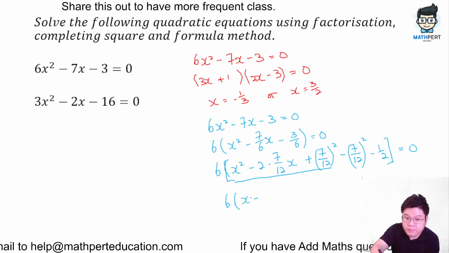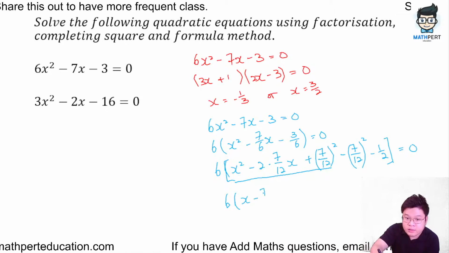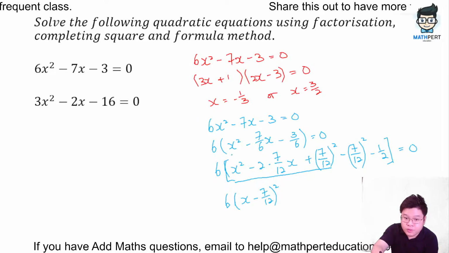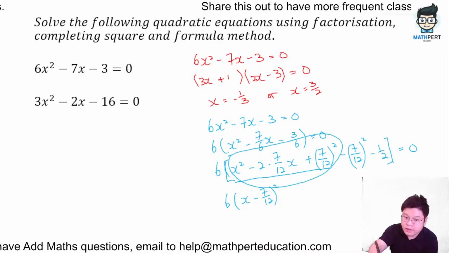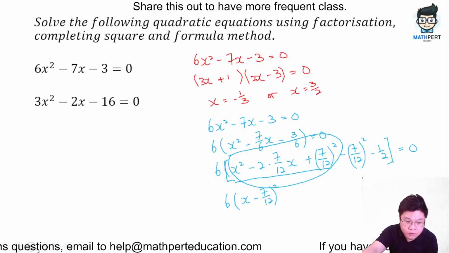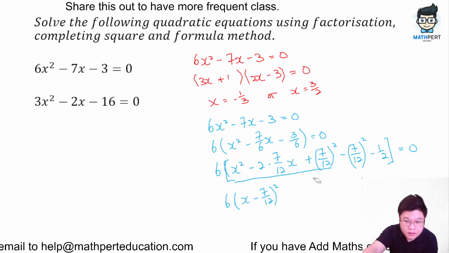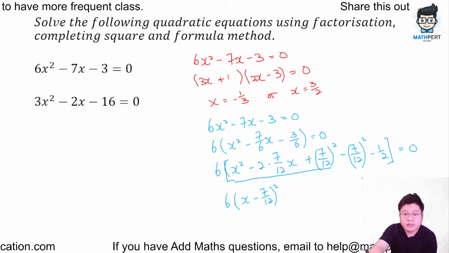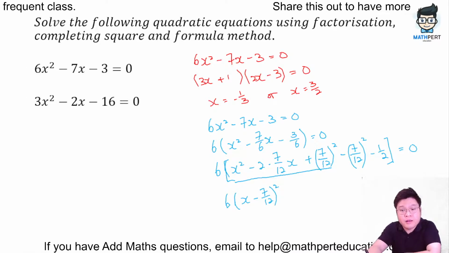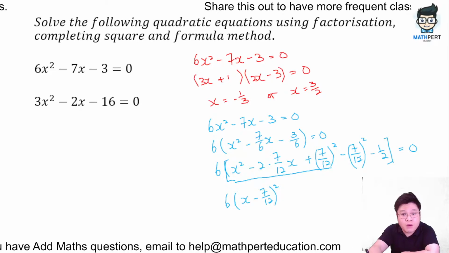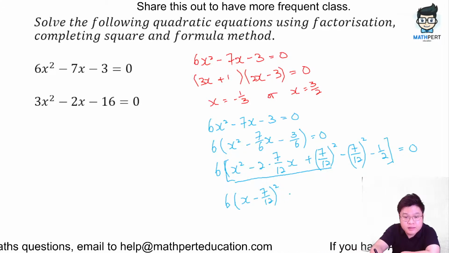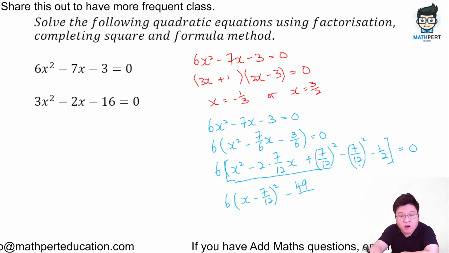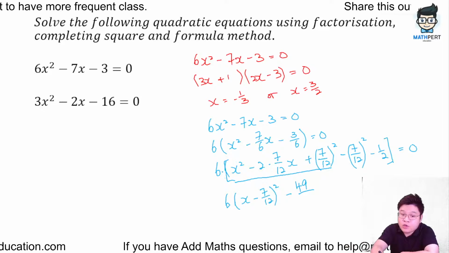X minus, the plus minus sign always follows this one, 7 out of 12 squared. And then we already grouped these together, right? Then the balance one will be this. Negative, minus 7 over 12 squared. 7 over 12 squared, I will get 49 over 144. 12 squared is 144, but you need to multiply 6.